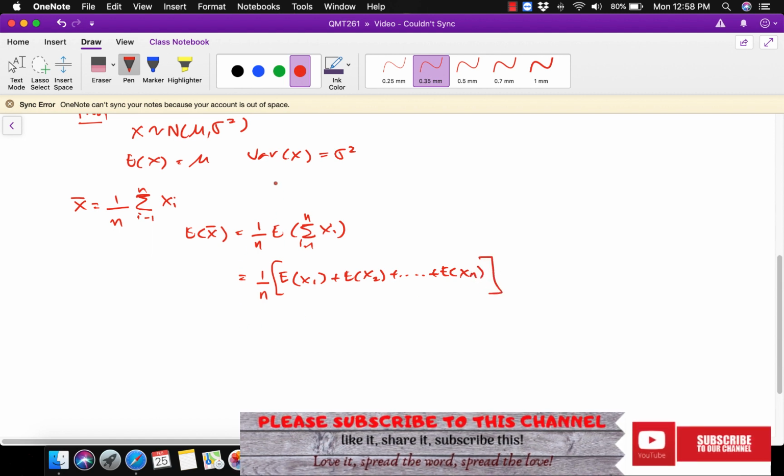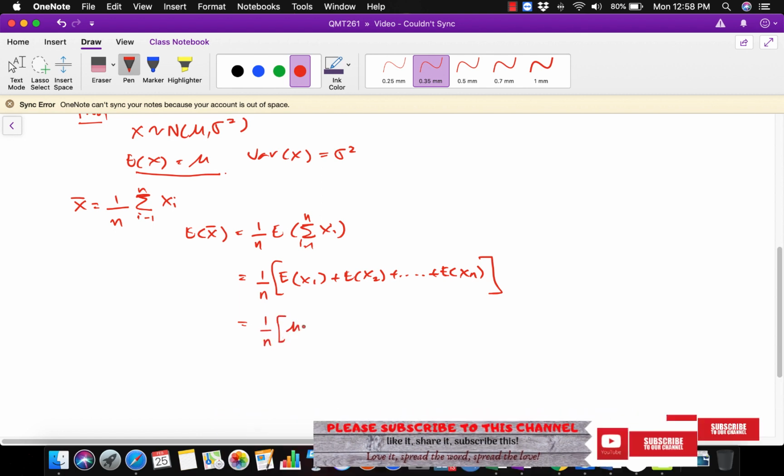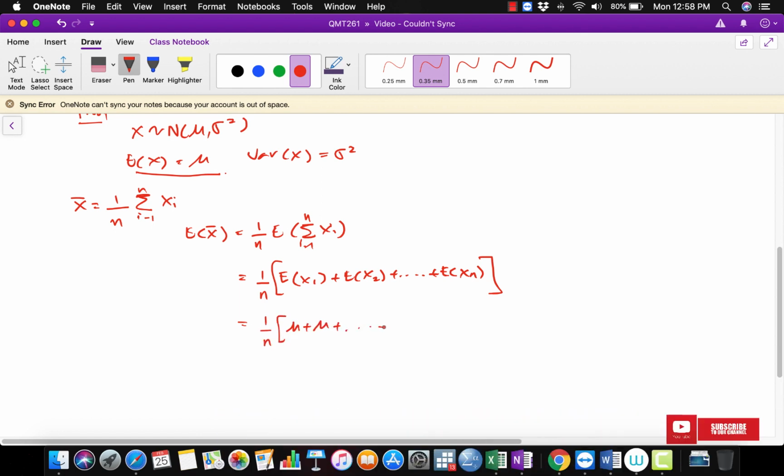We know that the expected value of X is equal to mu. So it's going to be 1 over n times mu plus until the nth mu. Because this is a constant, this should be 1 over n multiplied with n mu. So this should be equal to mu. So the first formula is proven.